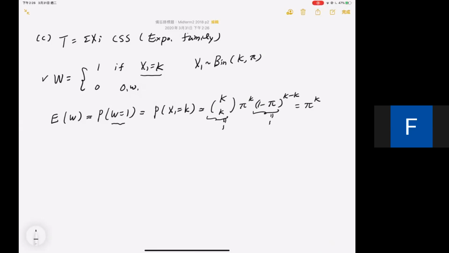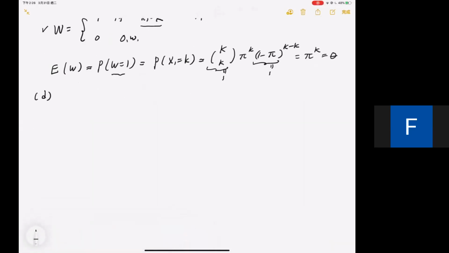Of theta. Okay, this guy is theta right here. Oh, it's not equal to pi. Sorry about that. Equal to theta. Again, so I write it right here. Okay, good. D is more challenging, I think.